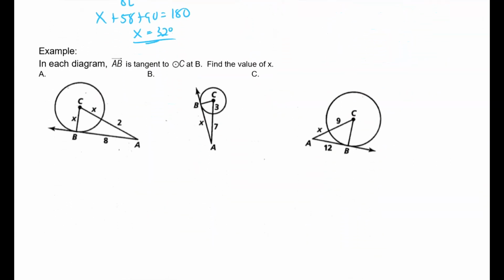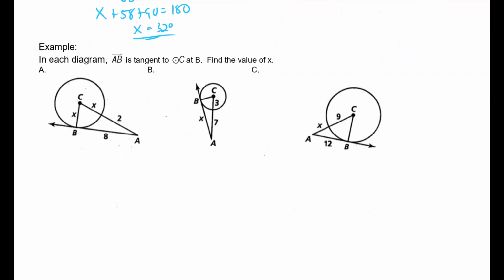All right, now let's do some other stuff that comes as a result of working with the fact the radius to the point of tangency forms a right angle. So again, it says in the diagram, ray AB is tangent to circle C at point B. Find the value of x. Well, here's the cool thing.